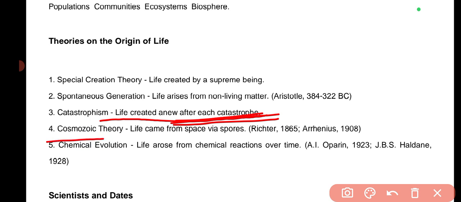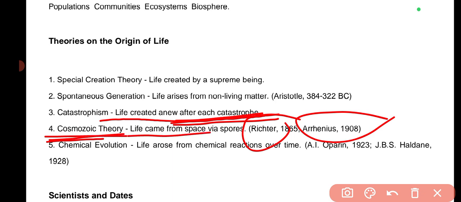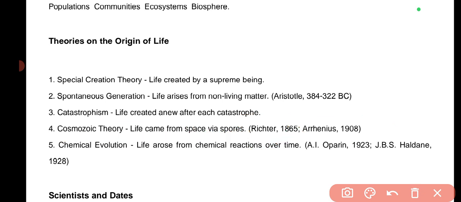Then the cosmozoic theory, we also call it the theory of panspermia. Is that okay? It was first proposed by Richter in 1865 and was supported by Arrhenius and many contemporary scientists. But because there was no evidence, this theory was jettisoned. It stated that the resistant spores of some organisms fell from space, from the sky, onto the earth and began to give rise to living things.